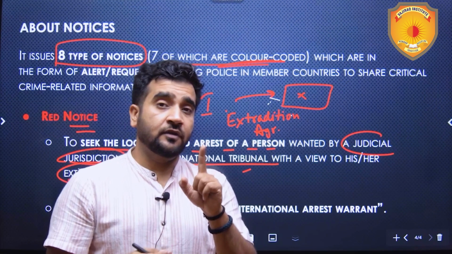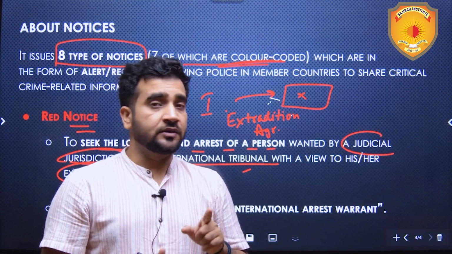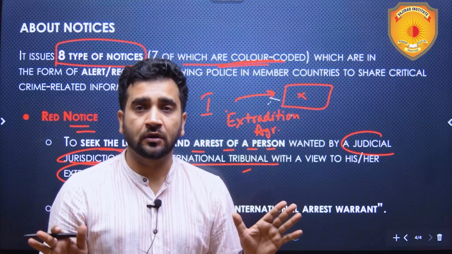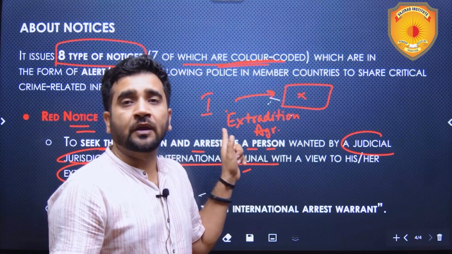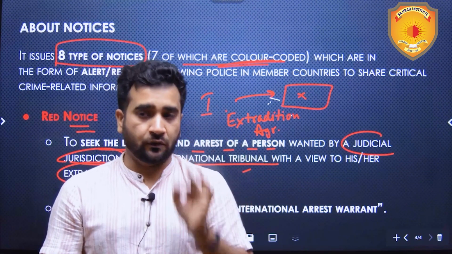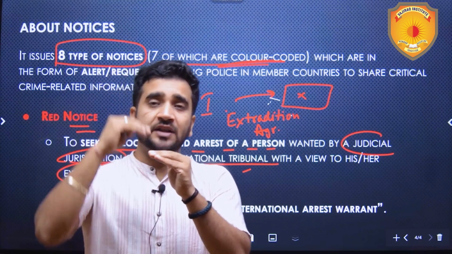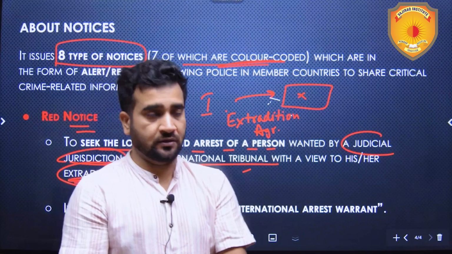But if Interpol issues a red corner notice, then irrespective of the fact that you have an extradition agreement or not, that person has to be arrested and handed over to that judicial jurisdiction. That is the power of red notice. It is overshadowing, or it is above the extradition agreement. So, extradition has to be done.